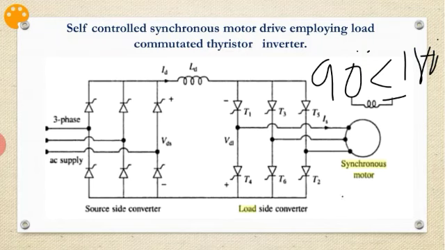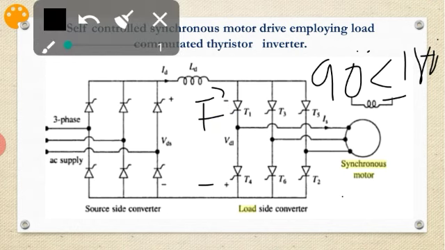A line commutated inverter delivers negative VDS and positive ID. So only positive ID it gives, but negative VDS. Okay, this is the first case I have discussed. I will summarize it here.